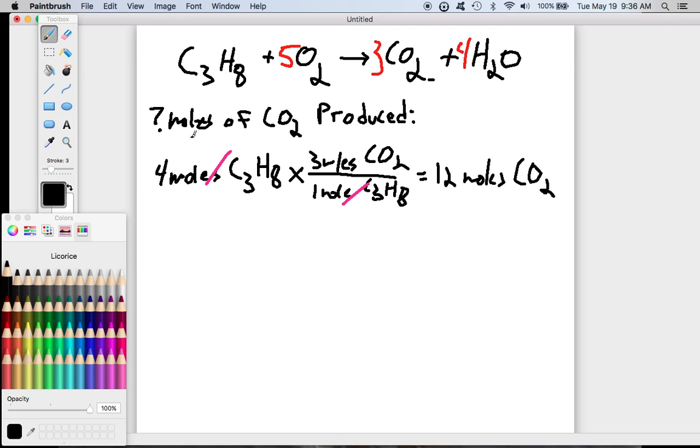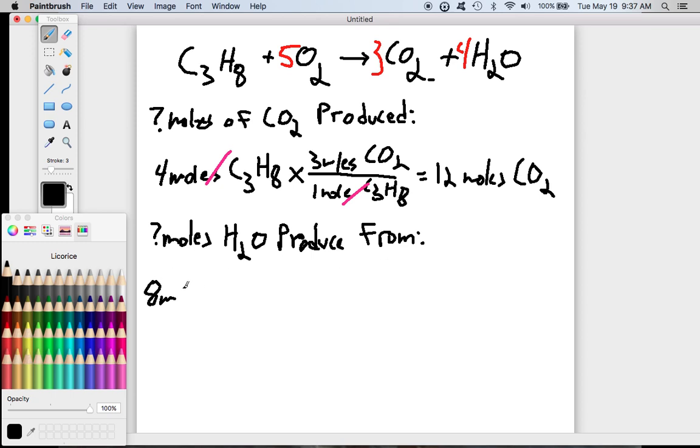Having said that, next problem goes a little something like this. How many moles of H2O could I produce from, all right, I'm going to try and make some water now. How many moles of water could I produce from 8 moles of O2? So let's say I started with 8 moles of O2, how much water could I make?